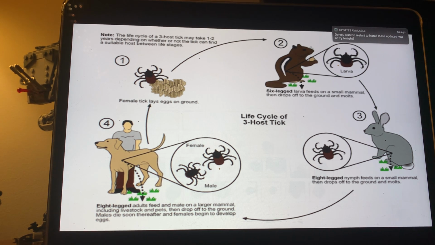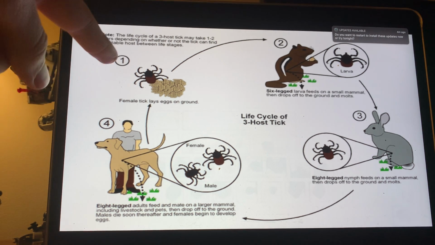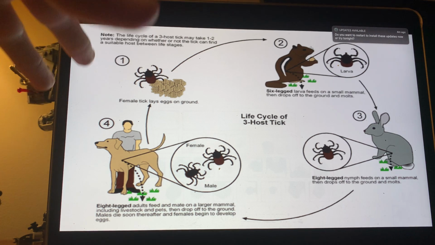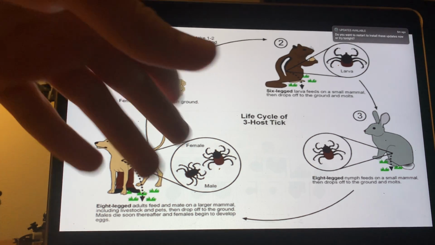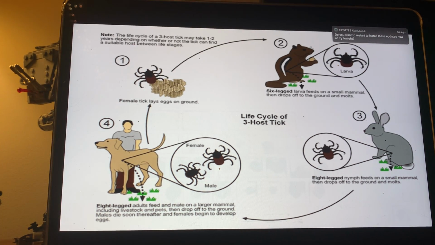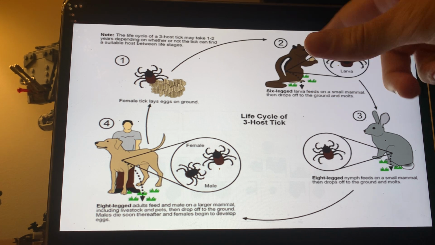And then here's just a little diagram to kind of help visualize this a little bit, right? Over here, we have the standard, the beginning, right? The female tick laying her eggs on the ground. They lay a whole bunch of eggs like most insects do. So then the first one, once the eggs hatch, they become larvae. And then you got a little diagram here, small squirrel.